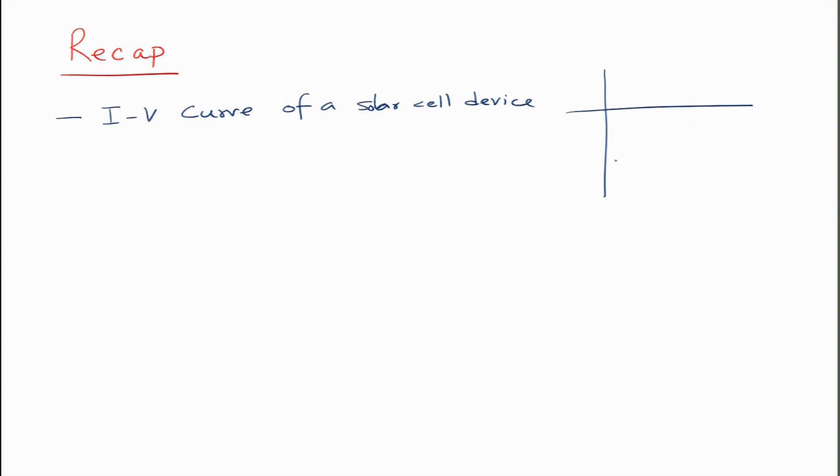So, what we saw in the last class was the IV curve of a solar cell device, which is typically a fourth quadrant curve. So, you get an IV curve like this. The important parameters are ISC, which is short circuit current, VOC, which is the open circuit voltage at which the current is equal to 0, and ISC is the current at which voltage is equal to 0.